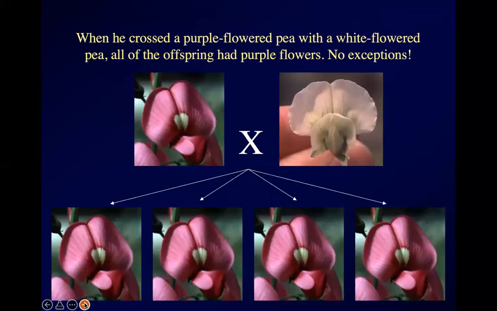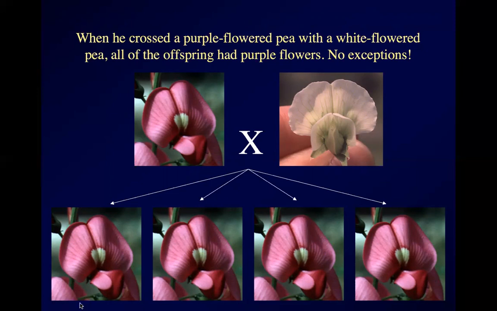And he found that when he crossbred a purple-flowered pea plant with a white-flowered pea plant, he got seeds. When he planted those, all of the offspring had purple flowers, no exceptions. All of them were purple. All of them were completely purple. None of them were pinkish or anything like that. They all looked like the purple-flowered parent.